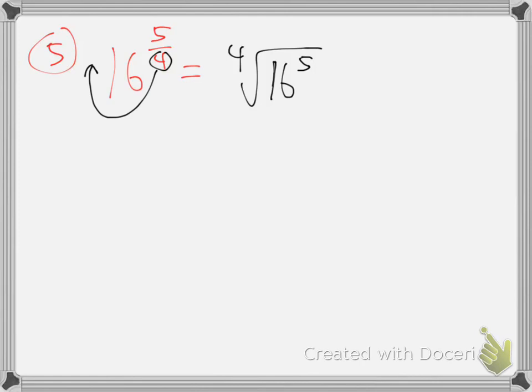I would actually do the 4th root of 16 first. You can do them in either order. You can do the fifth power first or the root, either order. I would actually do the 4th root of 16. Like, what number times itself 4 times is 16? 2, correct. And then do the 5th power afterwards. And go 2 times 2 times 2 times 2 times 2. 5 times, 32.